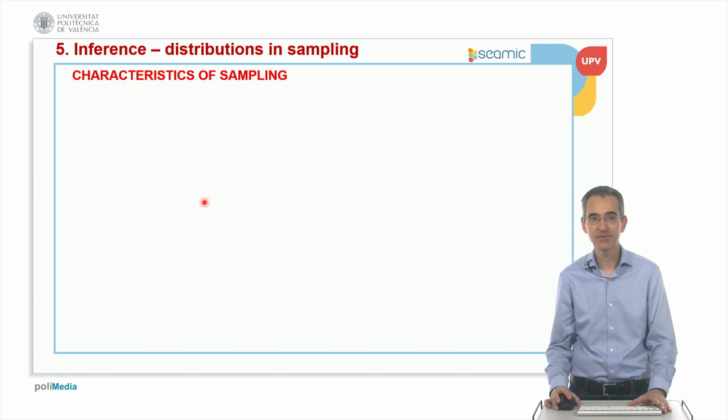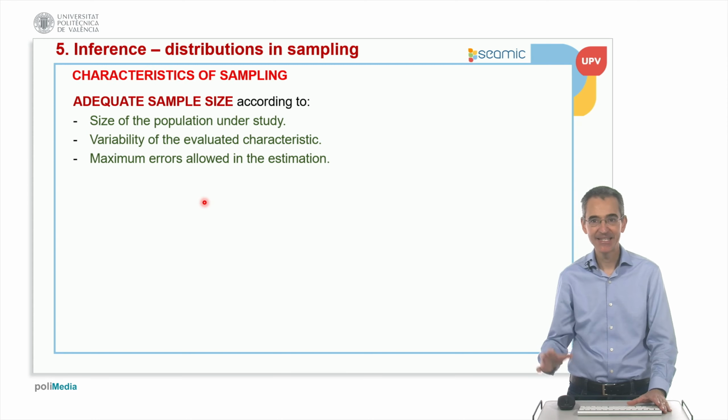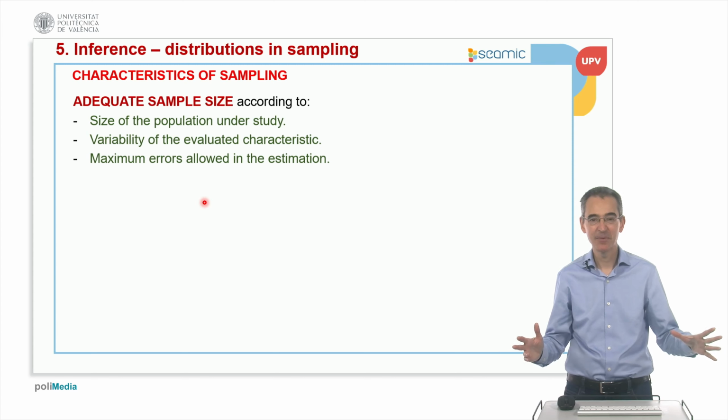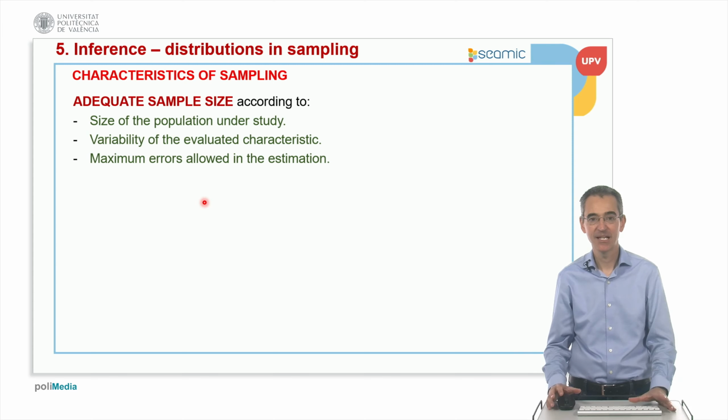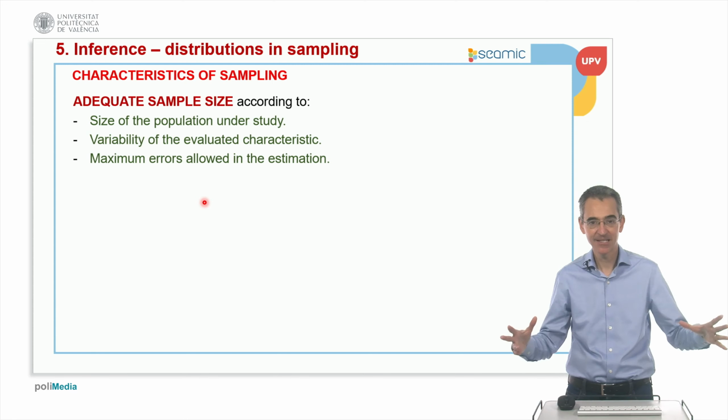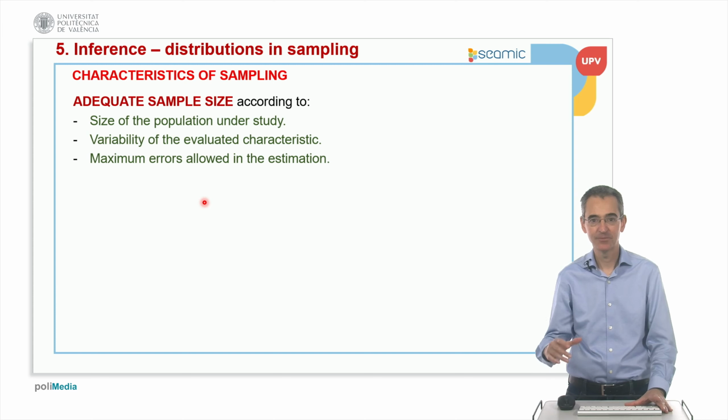Good. So, characteristics of sampling. An adequate sampling size is important according to the size of the population. Obviously, if the population is very big, we need a quite big sample size also. For example, if we want to study the intention of voting in all of Spain, it's not enough to take just a sample of 100 people. Probably we will need some thousands of people.